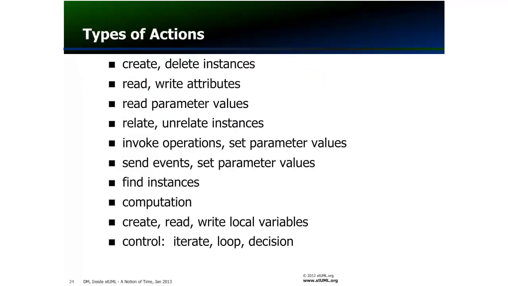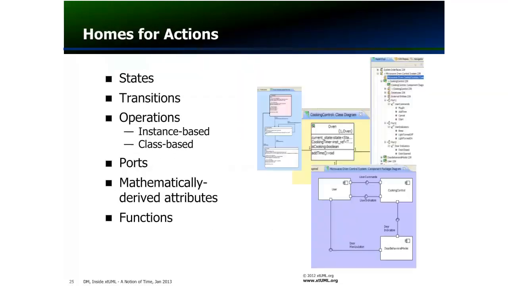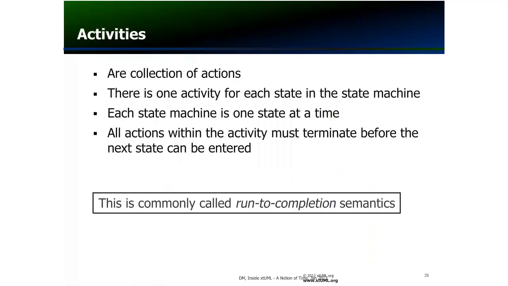Each of the actions supported by the xtUML action language can be categorized into the types of actions listed here. And within the structure of the xtUML model, actions can be placed within the states or transitions of a state machine, within the class operators or functions, and within component interface ports. In each of these locations, multiple actions can be collected into a block. Each of these blocks is called an activity.